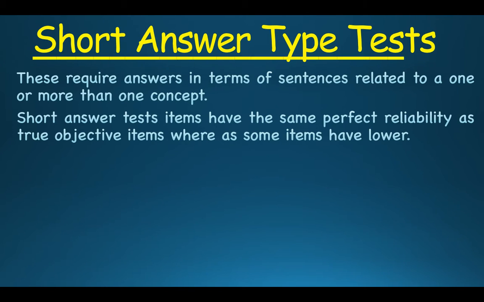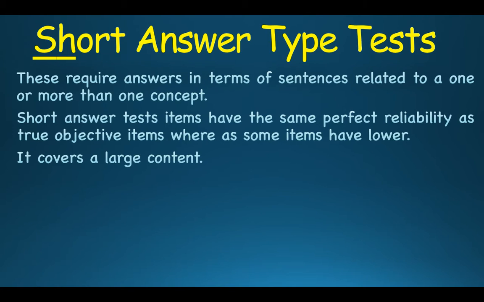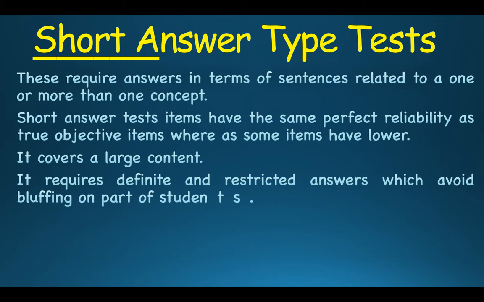In objective questions we categorically say that it's a wrong or right answer, but in the subjective type questions we have to decide that there is some degree of accuracy, some degree of correctness in the answer. And these short answer type tests cover a large content, as they require definite and restricted answers, and it becomes possible to cover the large content and also increases the objectivity of the test. The large coverage of the content increases the validity of the test.